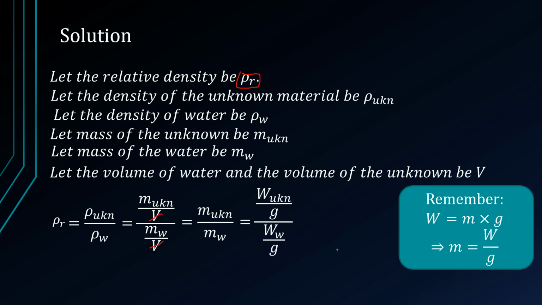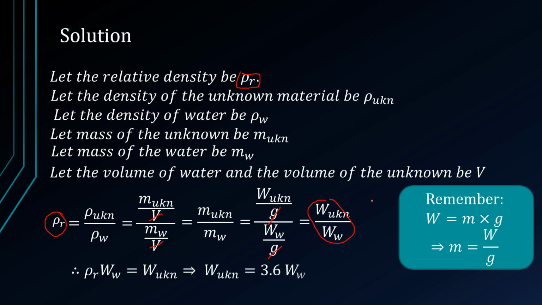So we replace it and we get weight of the unknown divided by G, weight of the water divided by G, and the G's are the same, so we cancel them again, and we get weight of the unknown over weight of water. Now we have relative density is equal to the weight of the unknown divided by weight of the water. When we state this, we see that we get a value of 3.6 multiplied by weight of the water is equal to the weight of the unknown. Or another way to say it is that the weight of the unknown is equal to 3.6 times the weight of the water.